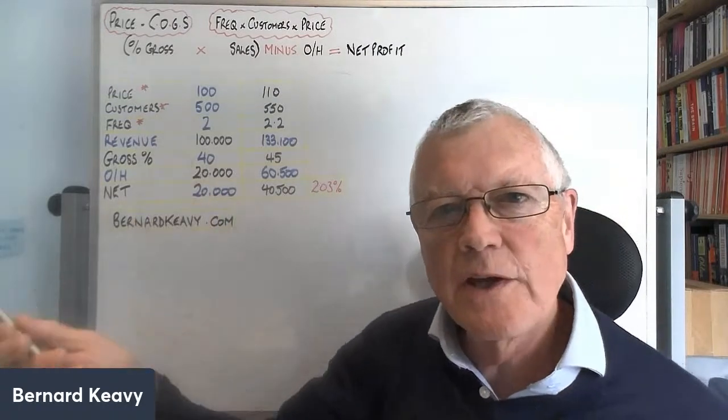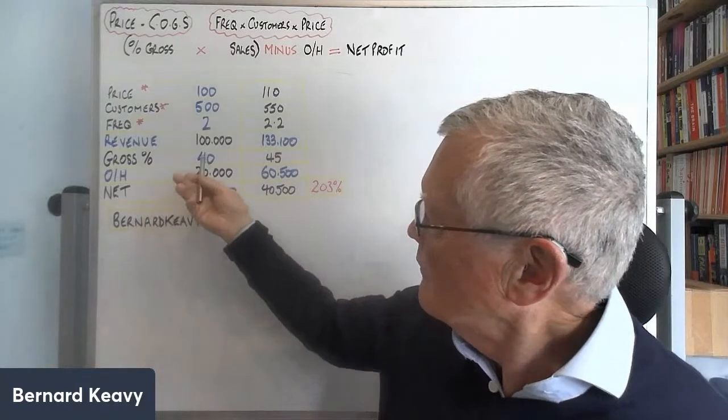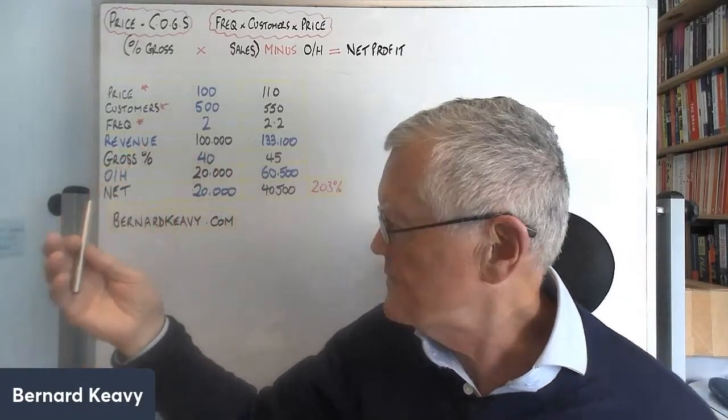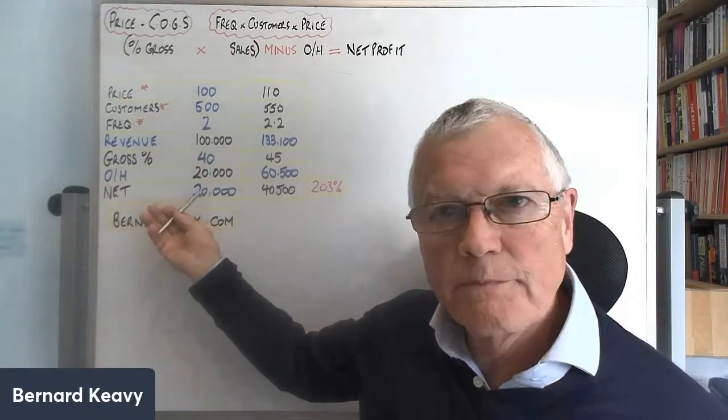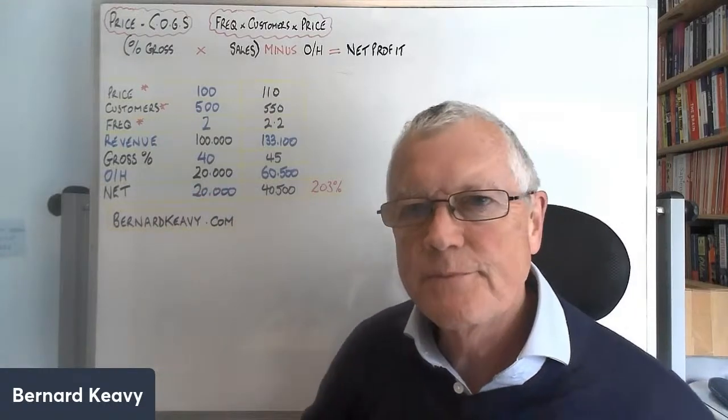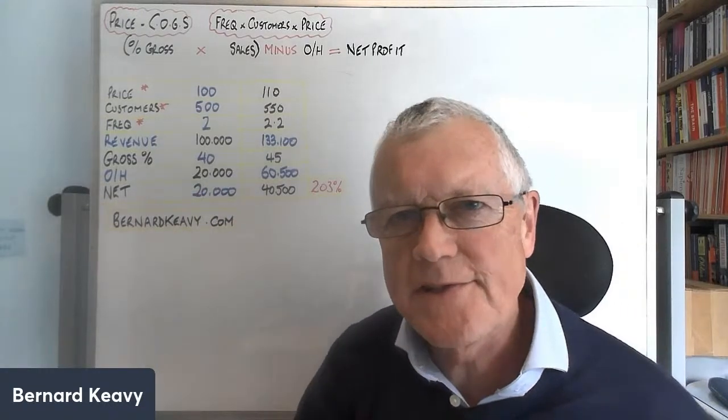But basically your overheads are still 20,000. Your gross profit goes up from 40,000 to 60,000, and your net profit goes up from 20,000 to 40,000. So it doubles. So basically this works for any business.